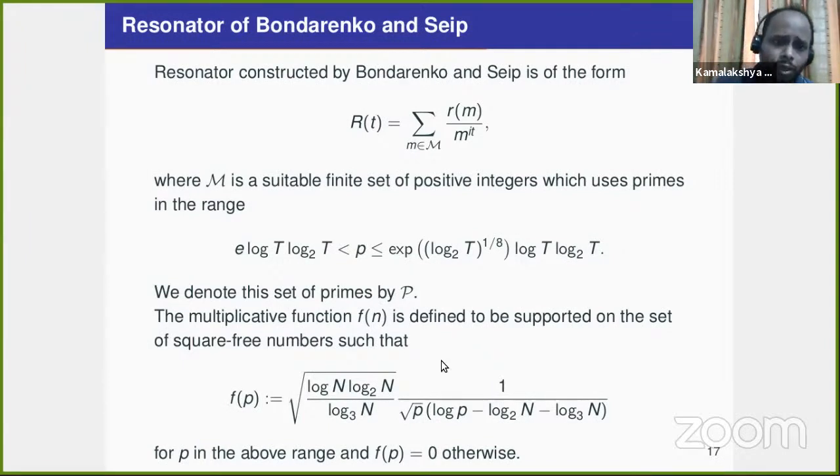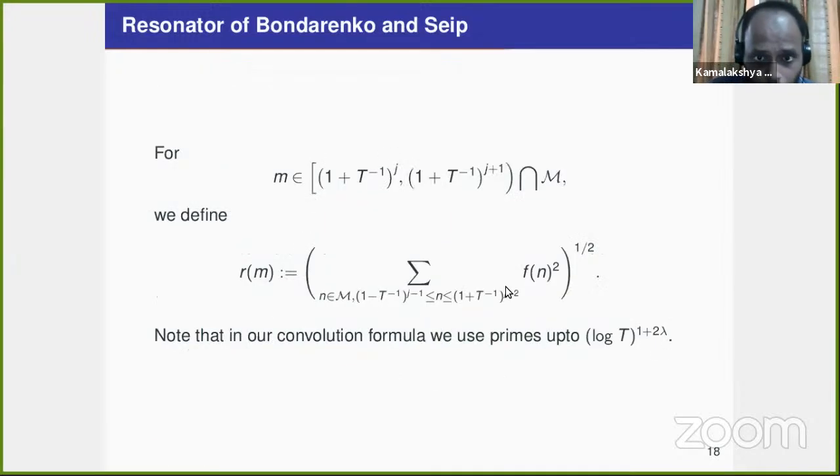So the previous authors use this number of primes up to log t and double log of t, and then you will not get a triple log of t factor. So the breakthrough in this paper of Bondarenko and Seip is that they have extended the range of p to have more primes. We have log t to the power, let's say, 1 plus epsilon number of primes. This is bigger than that. So they have done that. Okay.